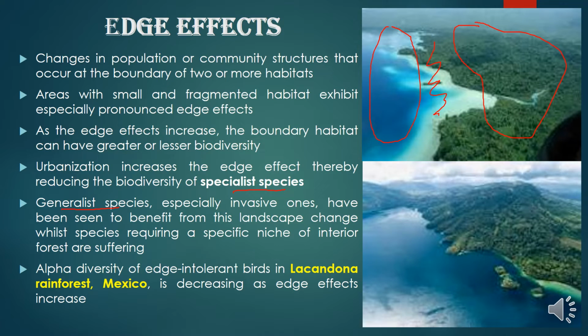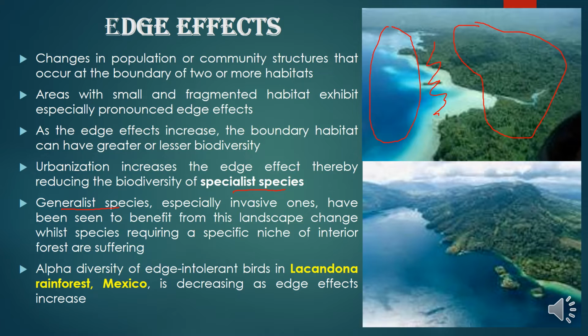Specialist species are those species in ecology that need a very specific environment and have a very specific food range. So for their survival they need very specific conditions. They need a very specific temperature, and a very specific type of food. Such species are called specialist species.